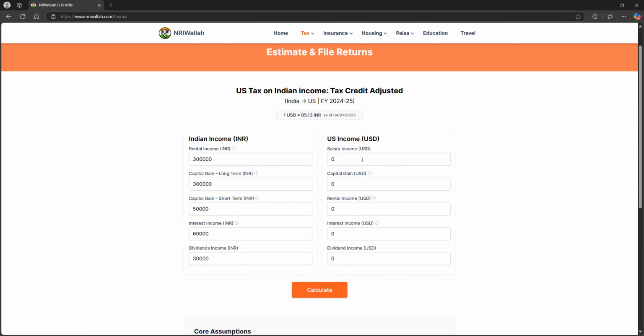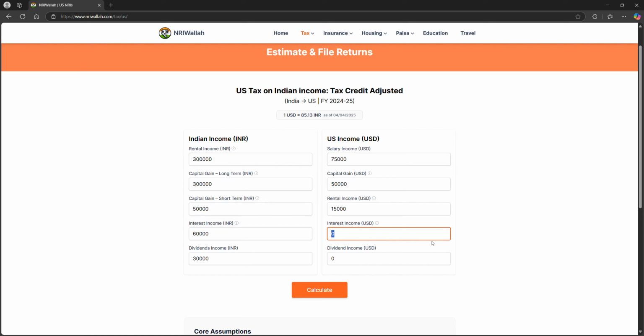Now this comes to the US income, in USD. I don't know the US salaries, but let's say $75,000. Capital gains, if you have sold some shares or property, not the main property but some other asset, let's say something like $50,000.